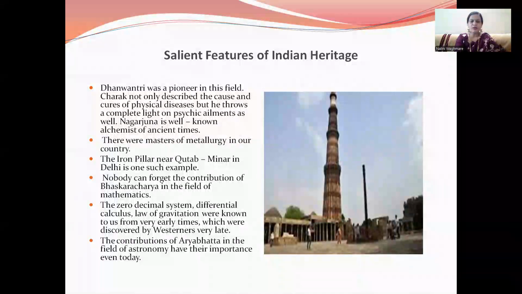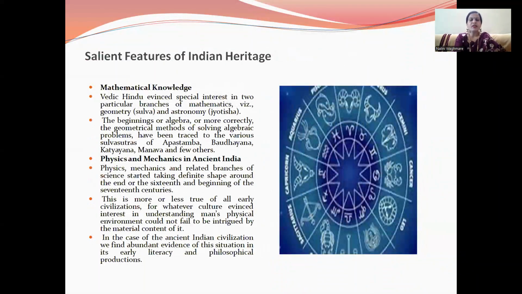The zero, decimal system, differential calculus, and law of gravitation were known to us from very early times, which were discovered by the Western world very late. The contribution of Aryabhatta in the field of astronomy is important even today. Mathematical knowledge is also one of the basic characteristics of our culture.